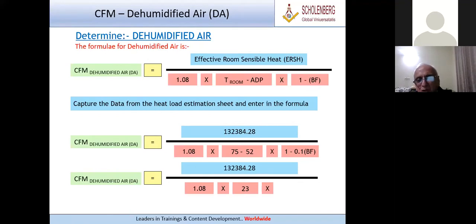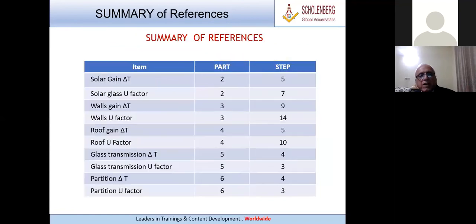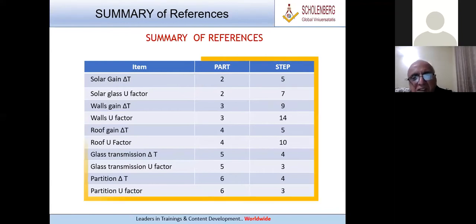So to make it simple, we've explained each and everything. By the time you start and by the time you end, you've forgotten what was there in the previous part. So we make a summary at the end of it. We have made a summary of references. Whatever the item is in the course, what is the part number and the step? For example, solar heat delta T is part number 2, step number 5. Glass effects, part number 2, step number 7.